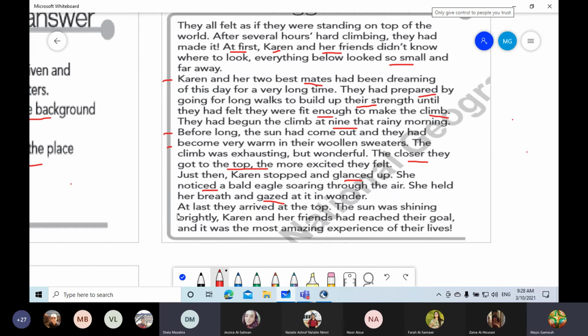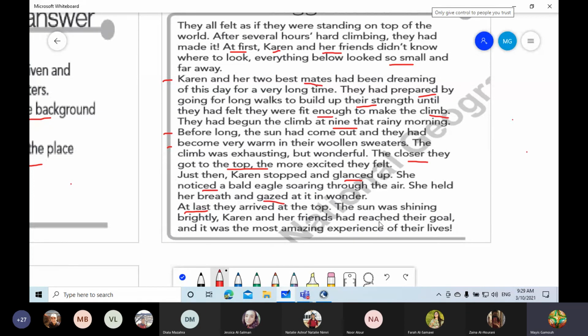Thank you. So here we are coming to the end of our story. I inserted the sequence words at last. They arrived at the top. They reached what they wanted to reach. The sun was shining. Here they are explaining the background, the setting, and it is a more cheerful place because they reached their destination, their goal. The sun was shining brightly.